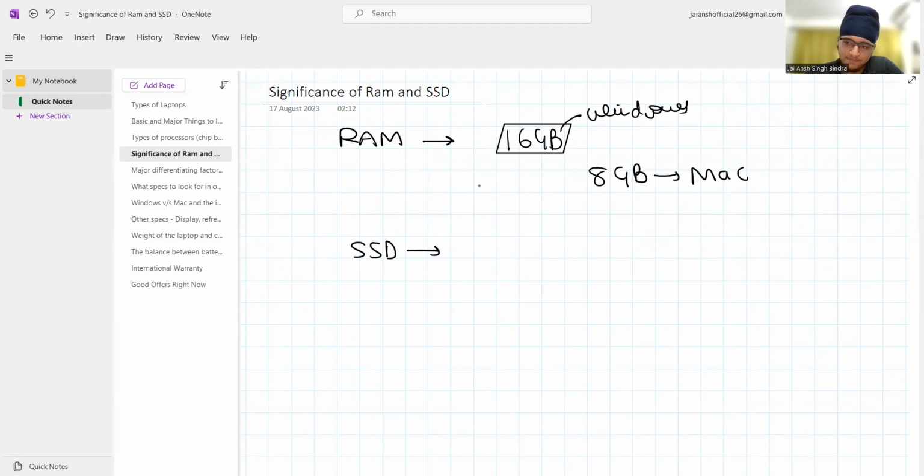Windows any day. Okay, so the most recommended form of RAM is the DDR.